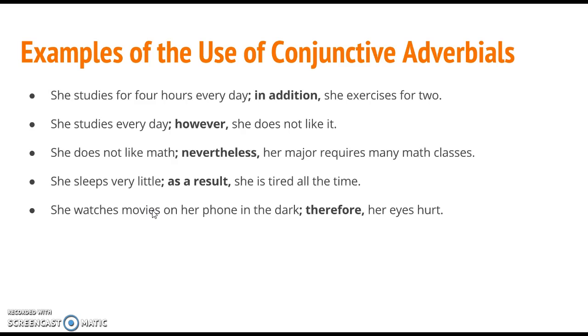So for example, we have she studies for 4 hours every day. In addition, she exercises for 2. So we have the independent clause, we have the semicolon, we have our conjunctive adverbial, in addition, followed by a comma, and then the second independent clause. So all of these conjunctive adverbials are punctuated in the same way: in addition, however, nevertheless, as a result, therefore. They all connect two independent clauses.